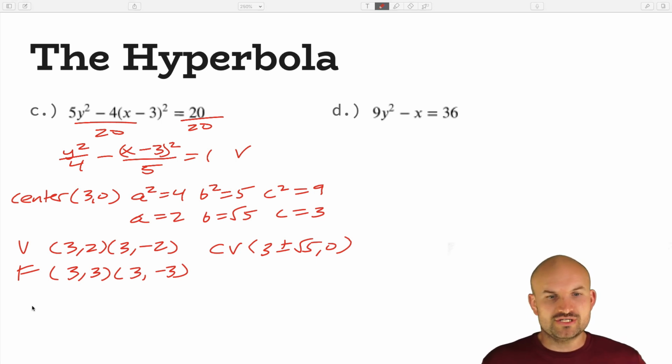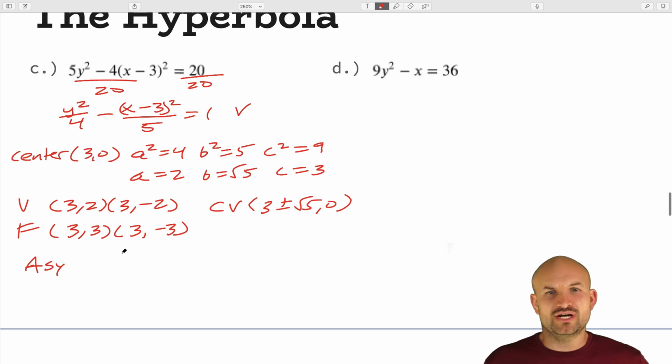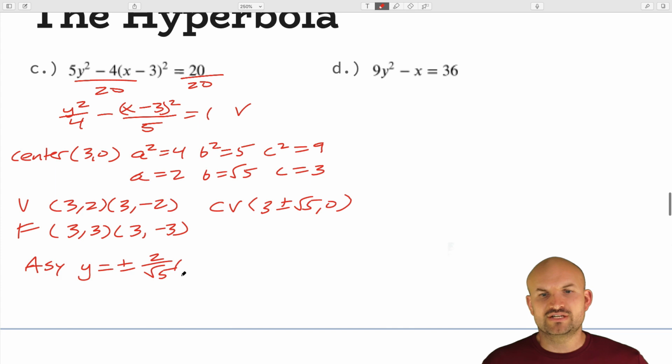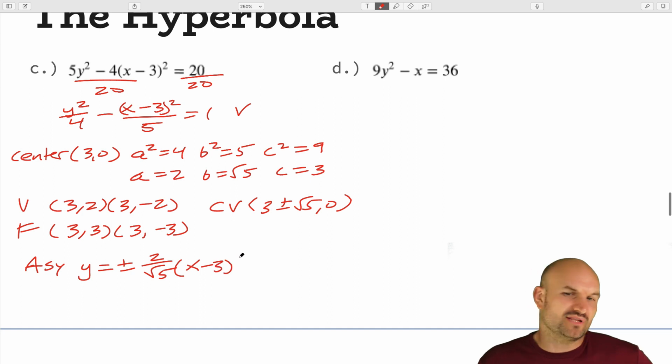The asymptote equation is going to be another a over b, right? So that's vertical. Yep. So it's going to be an a over b. So it's going to be plus or minus 2 over the square root of 5. Don't need to worry about rationalizing the denominator. And that's going to be x minus h, so that'd be x minus 3. And then plus 0. We'll just leave it from there.